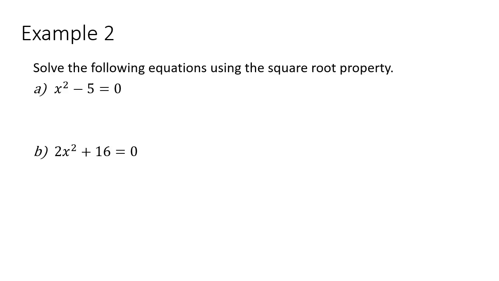So in example 2, we're asked to solve the following equations using the square root property. Parts A and B are pretty straightforward. Just get the x squared on one side, the constant on the other side, get the x squared completely by itself, and then take the square root of both sides, but don't forget the plus or minus sign. So with that said, try pausing the video here, see if you can find the solutions to parts A and B of example 2.